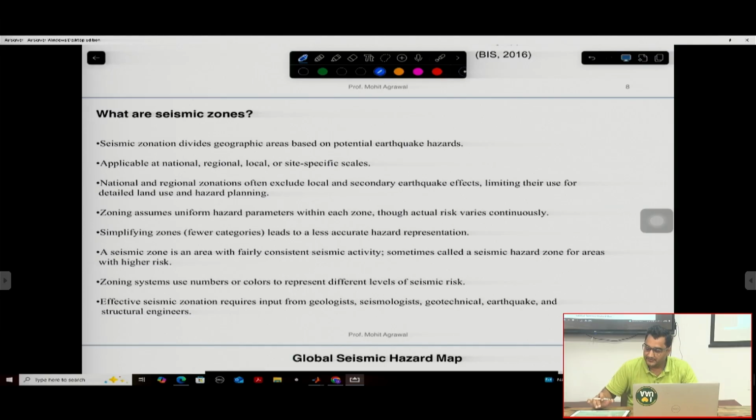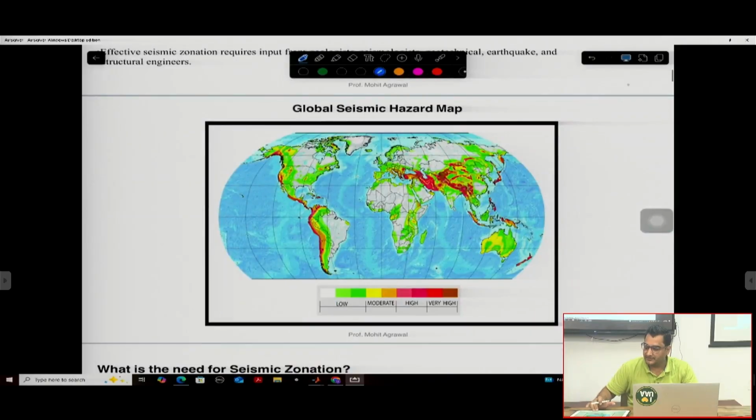If you consider a bigger area for the zonation and make the number of zones fewer, then it will be a very simplified representation of the hazard. For construction of the seismic zones, you need to take inputs from geologists, seismologists, geotechnical engineers, earthquake engineers, and structural engineers. This was the global seismic hazard map we saw yesterday.